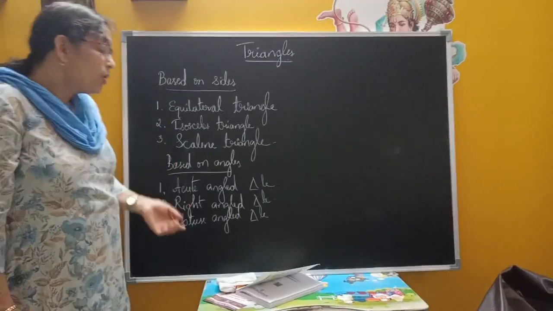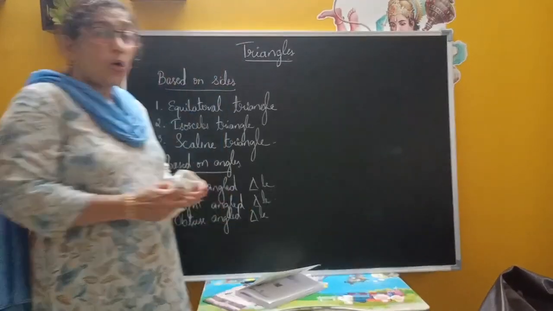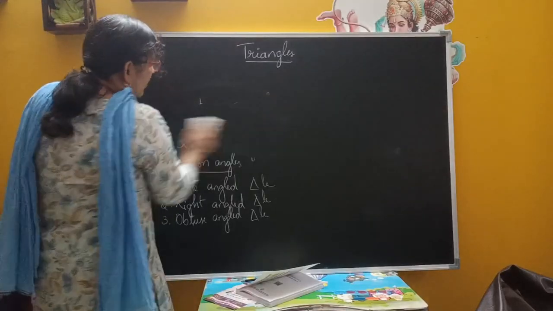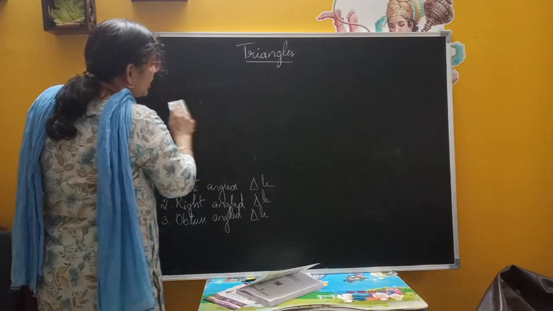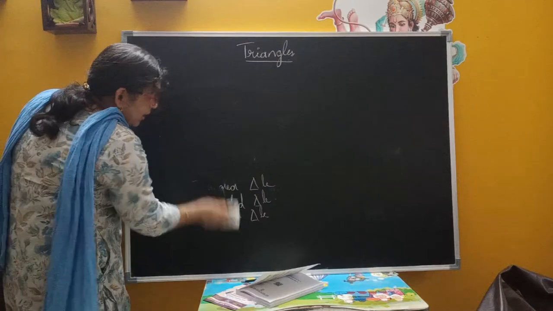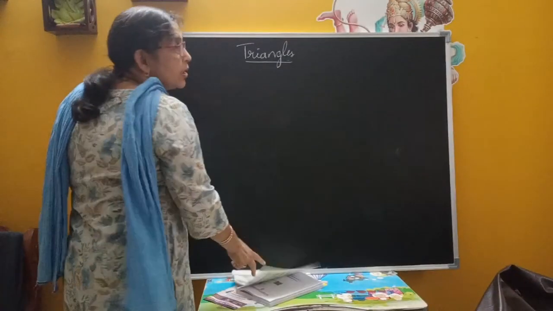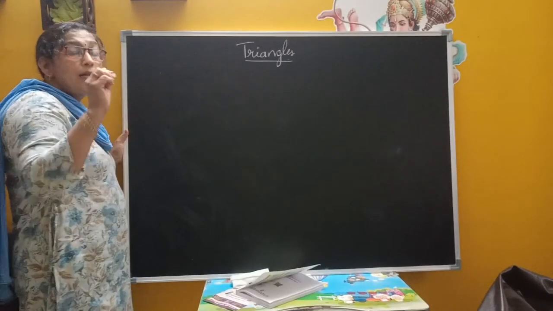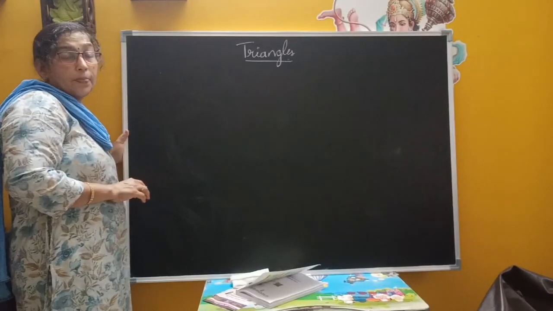And we have also learned two properties of triangles. What are they? First one, angle sum property. What is the angle sum property of a triangle? The sum of all the angles of a triangle is always equal to how much? 180 degrees. So, we call this property the angle sum property of a triangle.